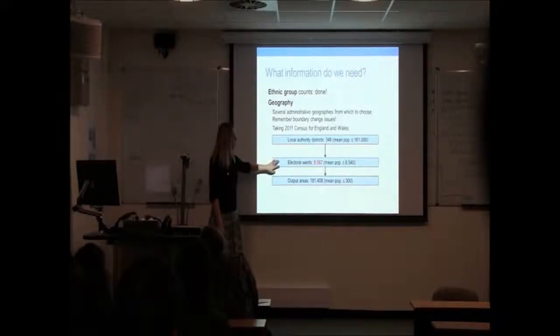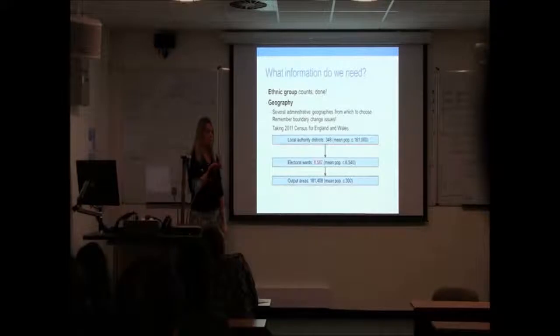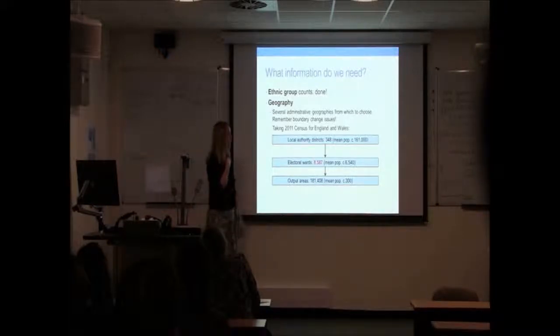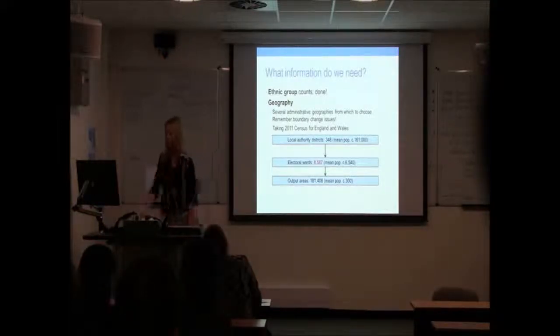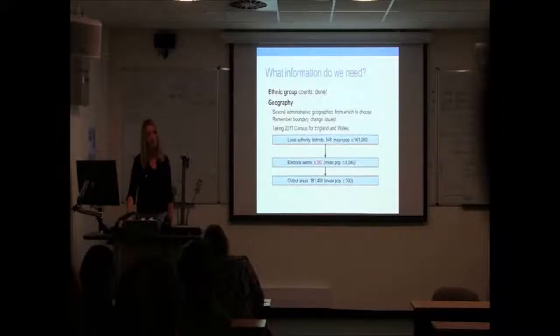Electoral wards, there are 8,587. The reason that's in red is there are 17 electoral wards for which the Office for National Statistics didn't release census data because they were deemed too small. So really 8,570. Output areas then are the smallest area, and I've mentioned those already, with a mean population of 300 people or so and about 120 households.